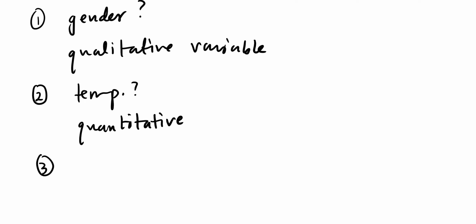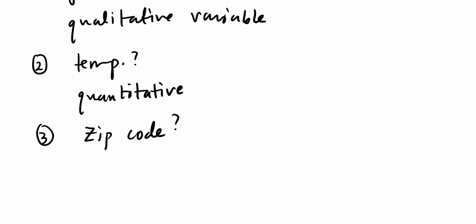Another one, zip code. What about the zip code? Of course, it's a number, right? But the idea behind the zip code is really to categorize a location. Although it's a number, it's just meant to find a location for an address. So zip code is a qualitative variable.